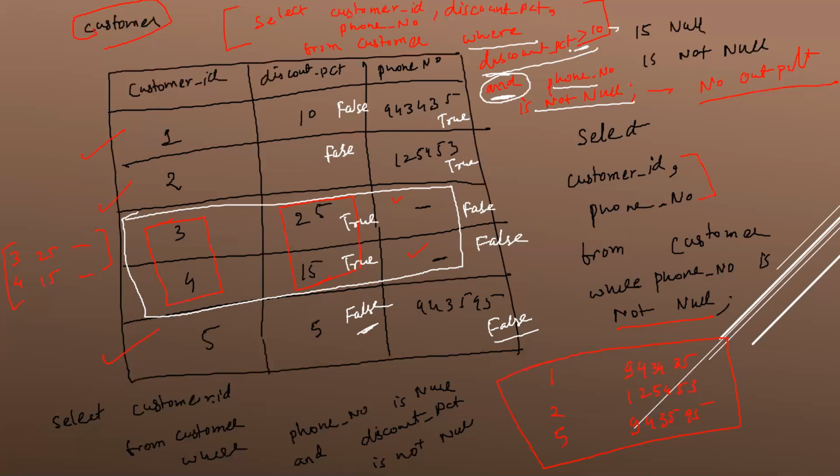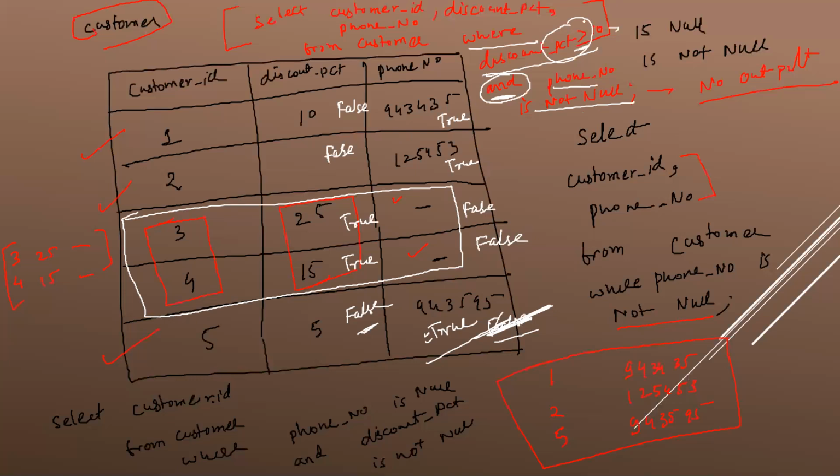We are solving this one. But you wrote the number 2. Is it true? Oh, I'm sorry. This will be true. Yeah. Thank you so much. My bad. Because phone number is not null. That's why this would be true.